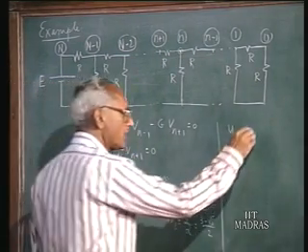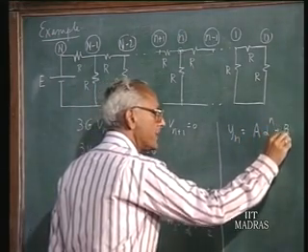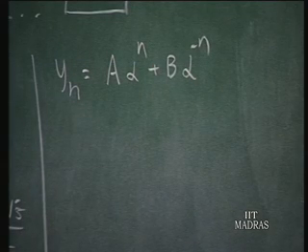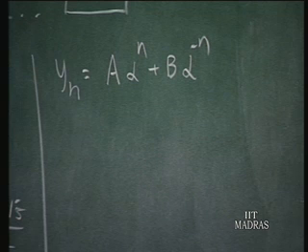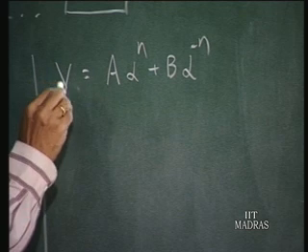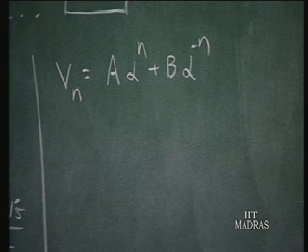This will turn out to be A alpha to the power n plus B alpha to the power minus n, because the two roots are reciprocals of each other. So this is the general form of the solution of the equation here, but the y here turns out to be the node voltage, therefore I will write this as Vn. So Vn is A alpha to the power n plus B alpha to the power minus n, which is the general solution.